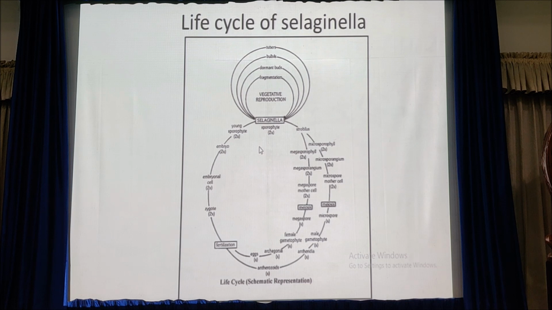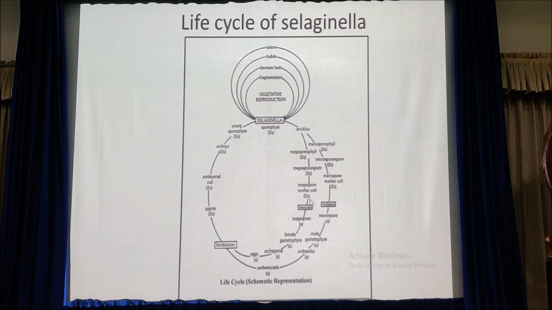Then the life cycle of Selaginella. Selaginella exhibits a regular alternation between sporophytic and gametophytic generations. The plant body itself is a sporophyte. It is diploid in nature, and the reproductive structure, the strobilus, is seen in the diploid sporophytic Selaginella. It will bear megasporophylls and microsporophylls. The megasporophyll carries the megasporangium, which is again diploid.